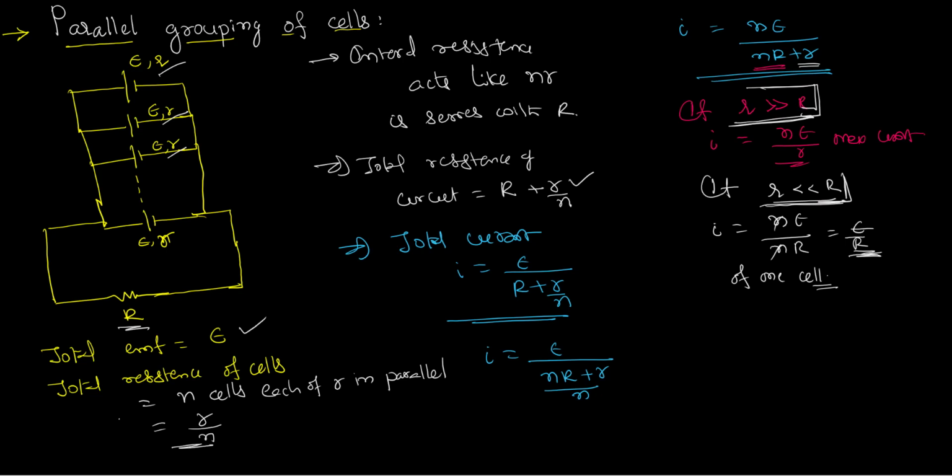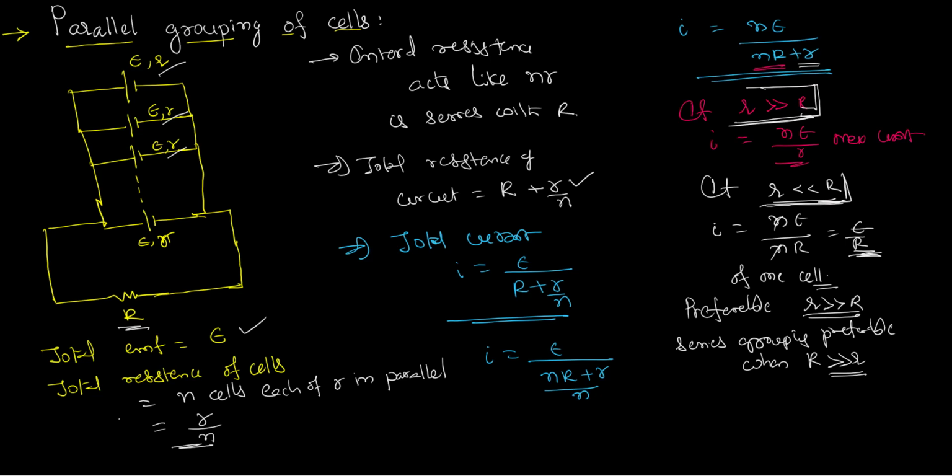Therefore, if you compare with the series grouping that we have done in the other video, it is the other way, right? So parallel grouping is preferable when internal resistance is much bigger than the external resistance. Series grouping is preferable the other way. You can refer to the previous video. Series grouping of the cells is preferable when the external resistance is dominating internal resistance. Parallel grouping is preferable when the internal resistance is dominating the external resistance.